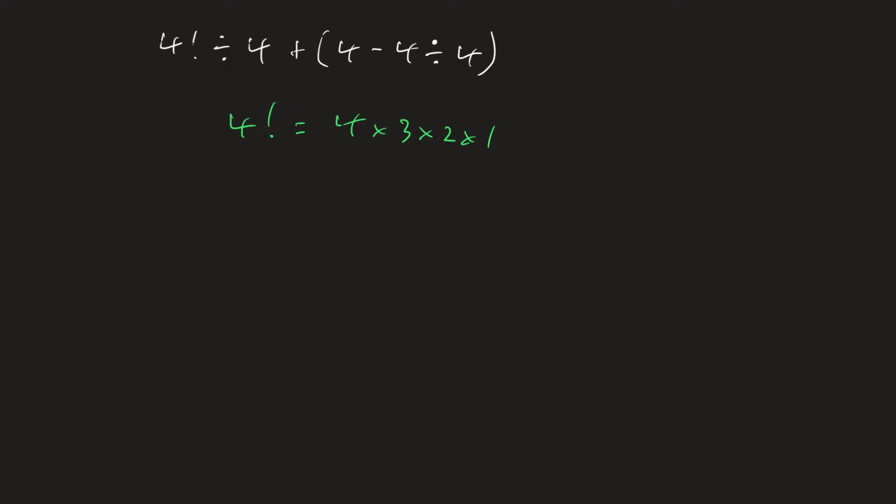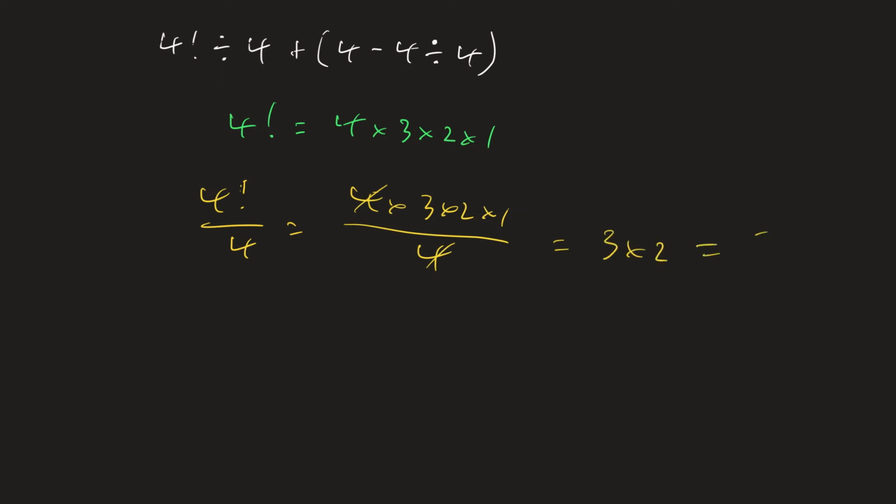Going from left to right, 4 factorial divided by 4 is 4 times 3 times 2 times 1 divided by 4. The 4's cancel, so that's 3 times 2, which is equal to 6. For the right-hand part in brackets, we remember that division has precedence, so we do 4 divided by 4 first, that gives us 1. So 4 minus 1 is 3, and so we end up with 6, which is this part here, plus 3, this part here, because 4 divided by 4 is 1 and 4 minus 1 is 3. Therefore, the answer is 9.